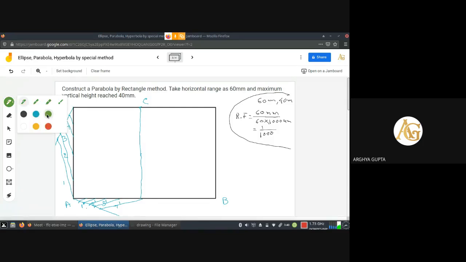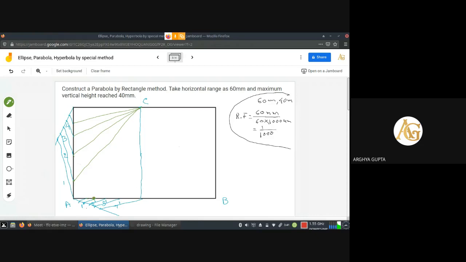Now one point has to be joined with C. Again 2 has to be joined with C. Also 3 will be joined with C, and also 4 will have to be joined with C. So all the points 1, 2, 3, 4 have been joined with C.